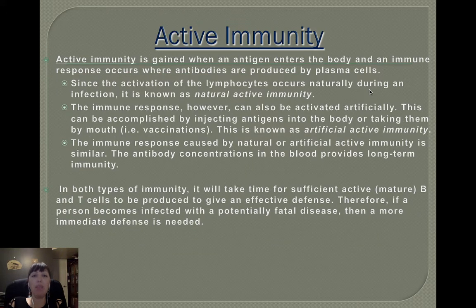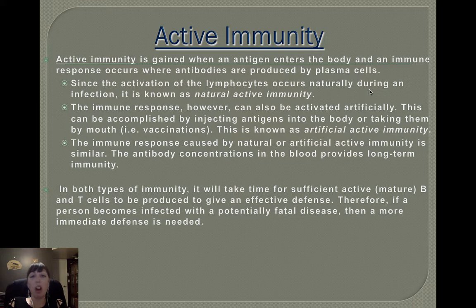Active immunity is gained when an antigen enters the body and an immune response occurs, where antibodies are produced by the plasma cells. Since the activation of lymphocytes occurs naturally during an infection, it is known as natural active immunity. The immune response can also be activated artificially, by injecting antigens into our bodies or taking them by mouth, i.e. vaccinations. This is known as artificial active immunity.